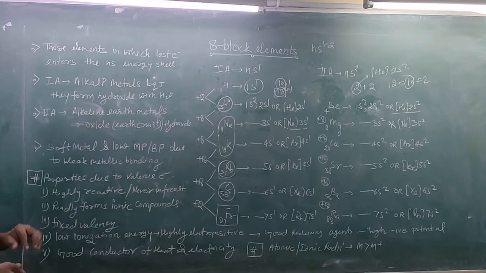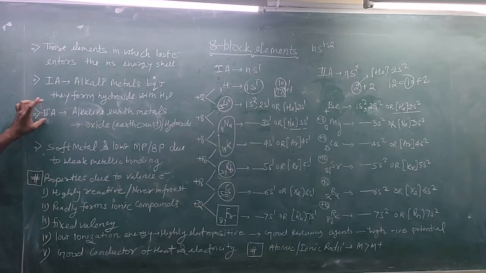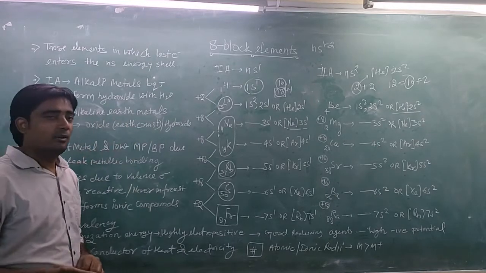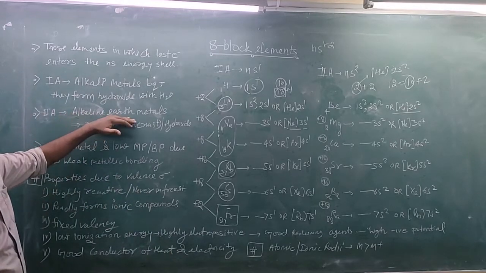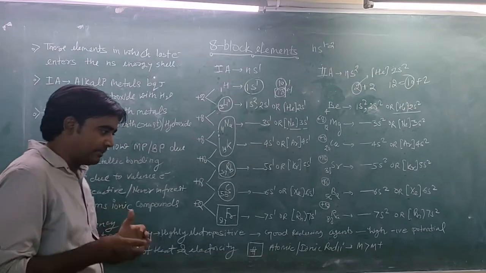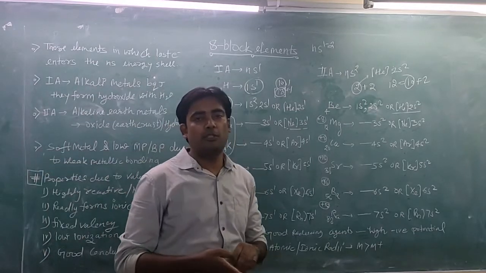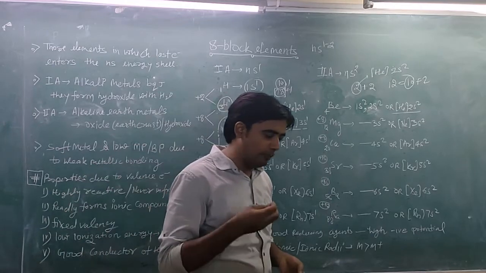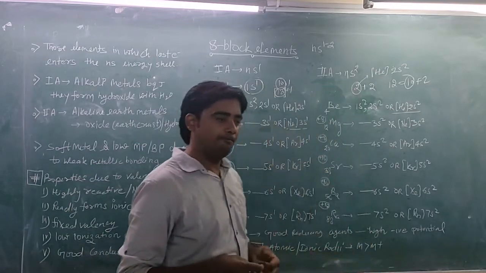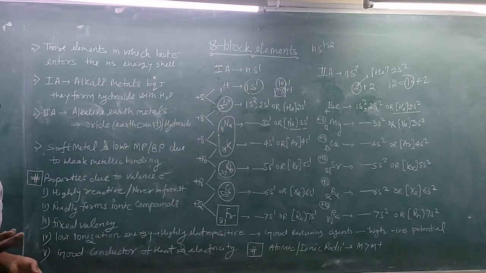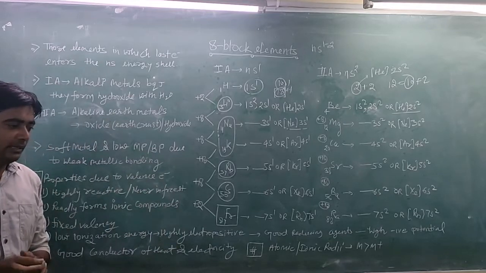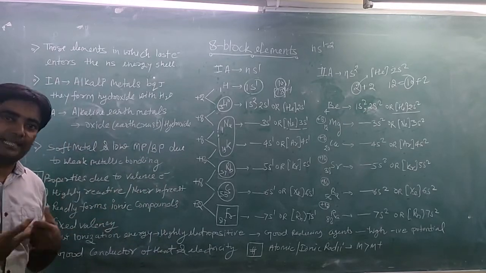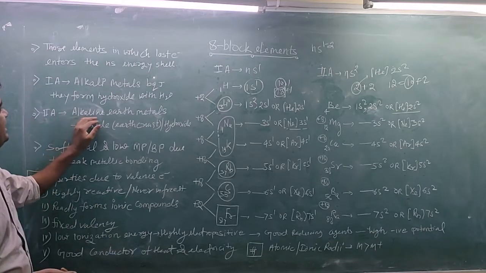Another point is that the second A group elements are known as alkaline earth metals. Why are they alkaline earth metals? As the name indicates, alkaline and earth: alkaline means alkaline nature and earth means earth crust. It has been observed that second A group elements can form hydroxides and oxides on reaction with water, and because their hydroxides are alkaline in nature, the name is alkaline.